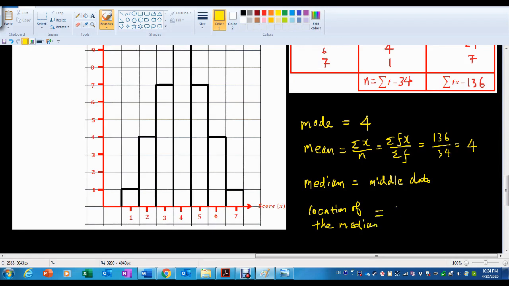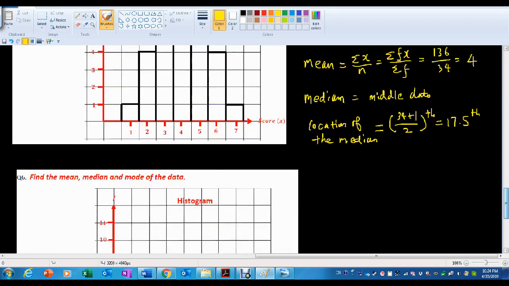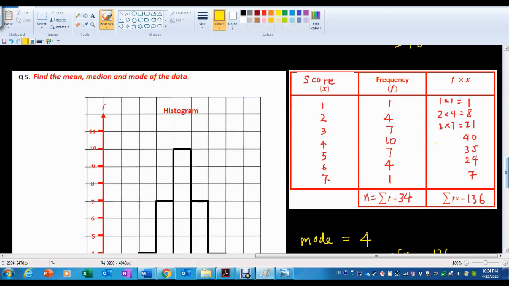Okay, there are 34 data. Again, so it's 17.5. Because that's 0.5, that means the median should be the 17th data plus the 18th data, divided by 2. So where is 17? Where is 18? So you need to accumulate the frequency right here.